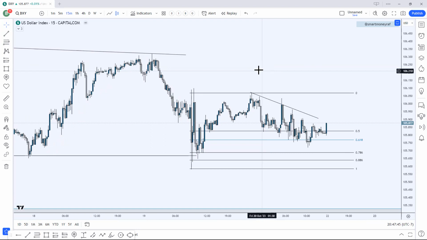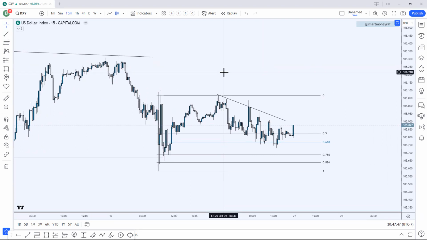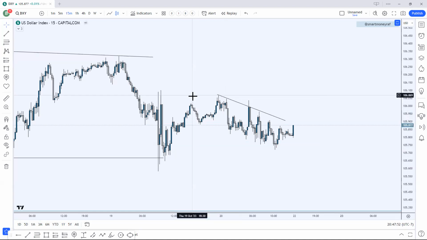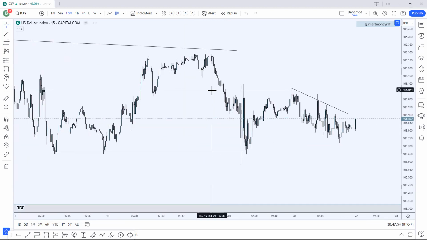We're seeing some good sweeps of liquidity. In my experience, just looking at how it's behaving, I do think we're going to continue to move up. So I'll probably be looking for buys next week.